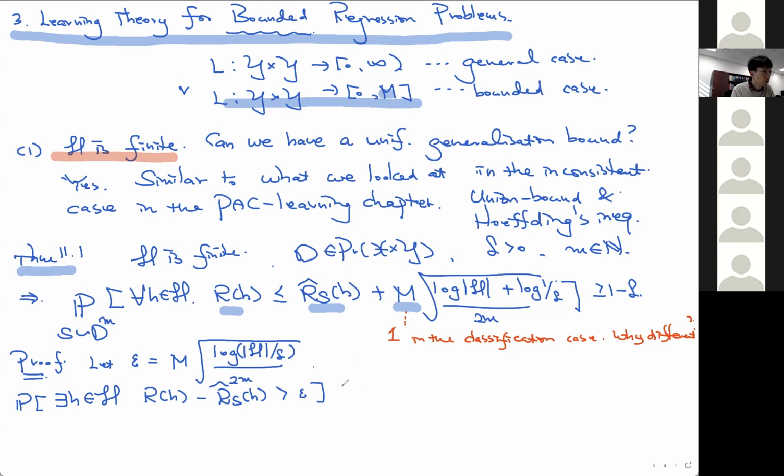Now, the first thing is the union bound. We look at this existential quantification over h. Because H is finite, the probability that some h has this property is bounded above by the sum over h of the probability that R of h minus R hat of h is greater than epsilon. So this is coming from the union bound.